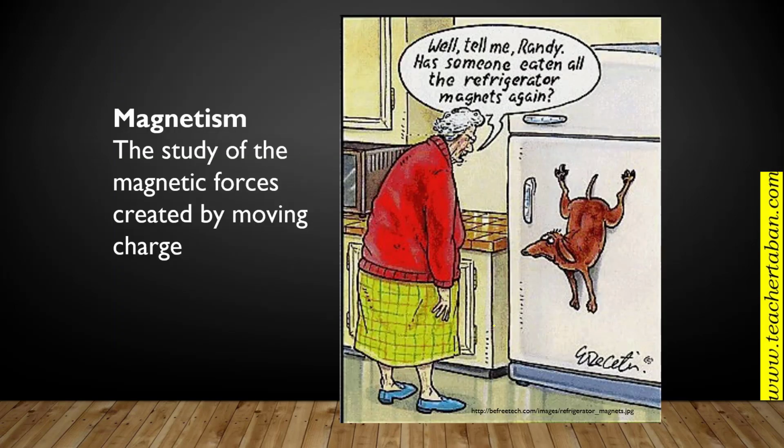Then magnetism. Of course, this is a cartoon, and we have this person here. The person is asking this dog, has someone eaten all the refrigerator magnets again? So he's asking the dog. Of course, this is just a simulation, just to show what magnets can do. When you have a magnet and a metal and then bring the two together, they'll be attracting each other. So you shall be seeing applications of magnets. First of all, how a magnet is produced, their properties, the applications, all that will be under magnetism.